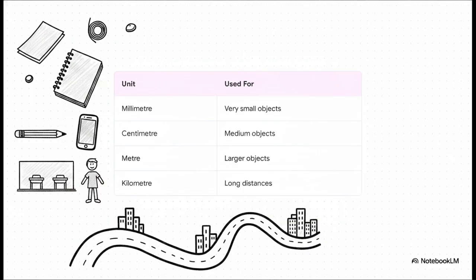We have to scale things up or down. As you can see, for tiny things like the thickness of a wire or a seed, we drop down to millimeters. For your everyday stuff, pencils, phones, centimeters are perfect. We use the standard meter for things like room sizes or human height. And for the really big stuff, highway lengths or distances between cities, that's where the kilometer takes over.